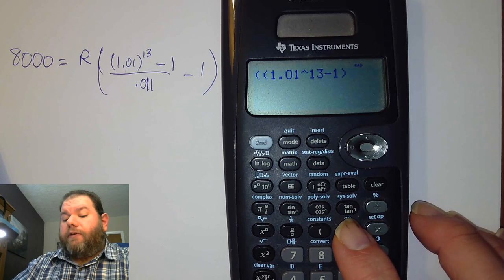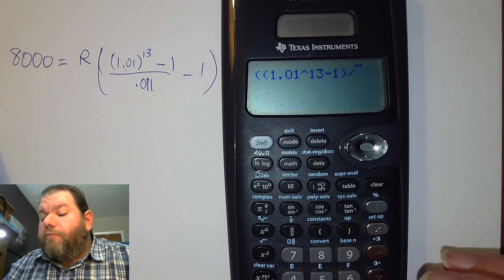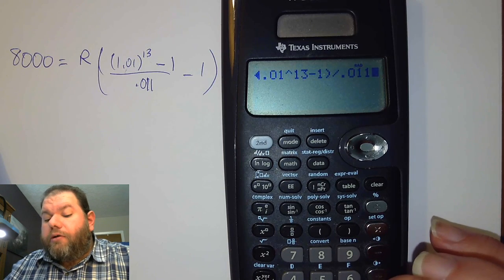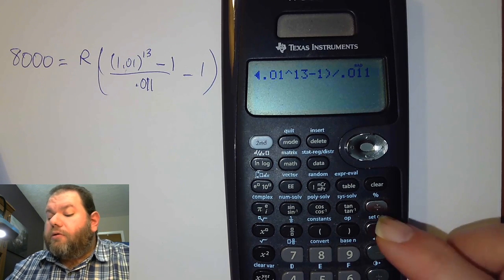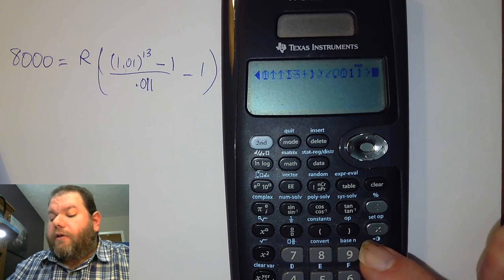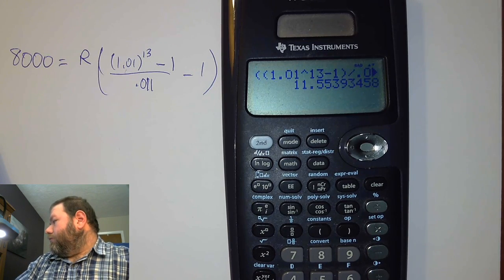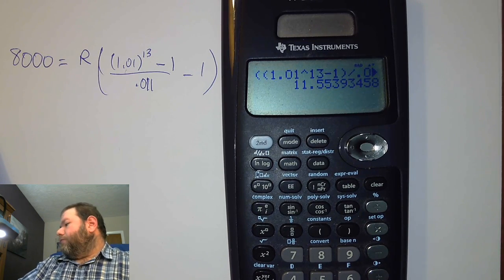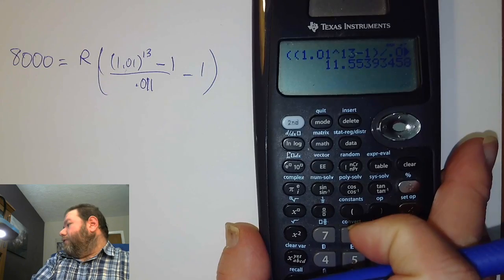Close our parentheses and then divide that by 0.011. Close our parentheses again and then subtract our 1. So it's 11.5539.